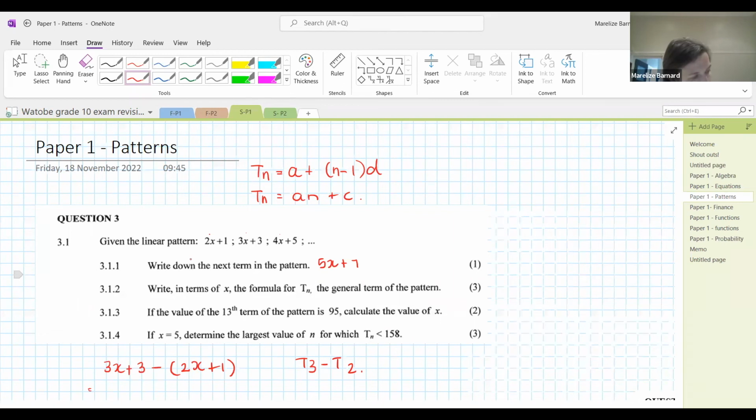But the best thing is the logic doesn't change. You're still going to have to use the first term. Here I have the common difference. So it's still the same thing. It's just that it's a little bit different. Yes.